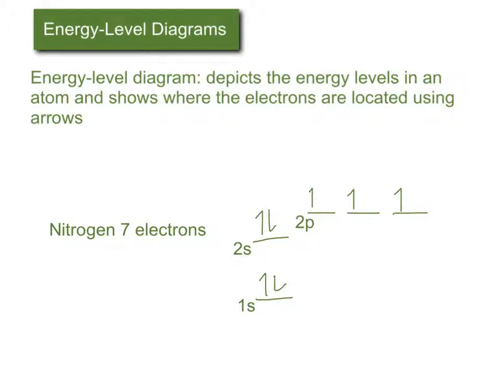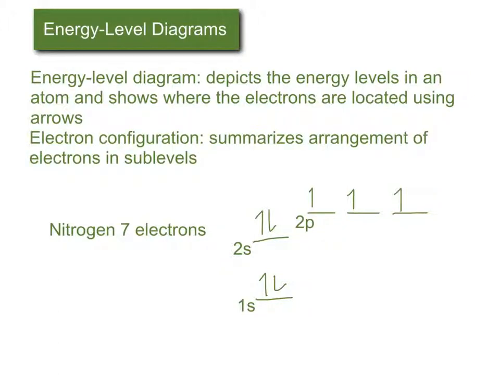If we'd had more electrons, we would have then gone up to the 3s once we filled up the 2p. Then we can summarize this using the electron configuration. An electron configuration just summarizes the arrangement of the electrons in the orbitals. So for this one, we would have 1s2, 2s2, and then we have 3 in our 2p, so it would be 2p with a little 3 up here. That would be our electron configuration for nitrogen.